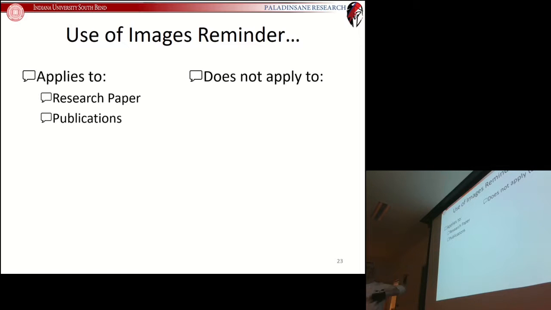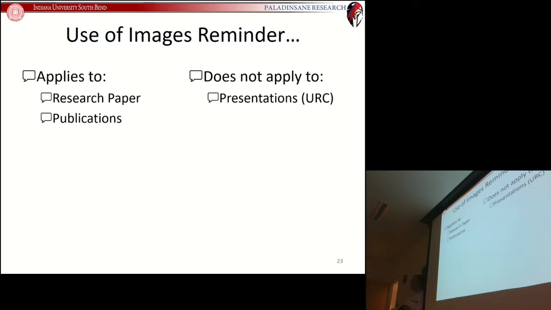So these rules apply to research papers and to publications, but they don't apply to all the places where you're going to disseminate your research. Specifically, they don't apply to oral presentations. So when you're presenting at the undergraduate research conference, feel free to use images from any source that you have. If you take them from a scientific source, you should cite them, because it's not your work and it's not your idea. So if you use, for example, a graph from somebody's paper, make sure that you cite them.